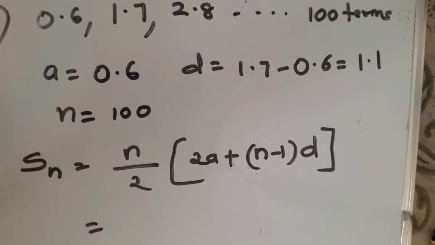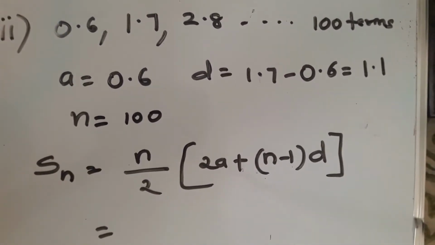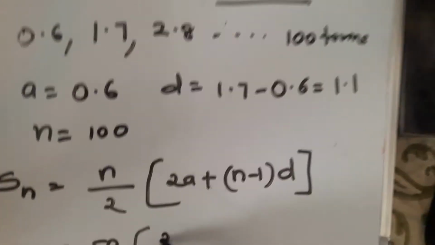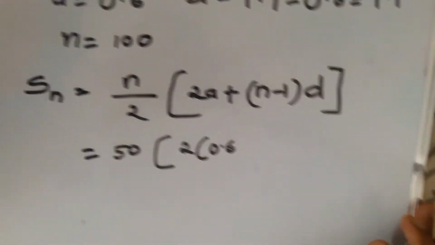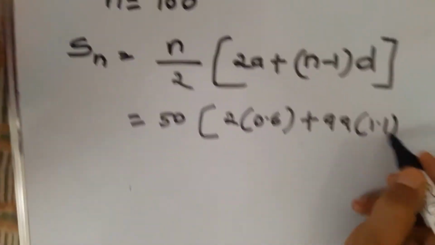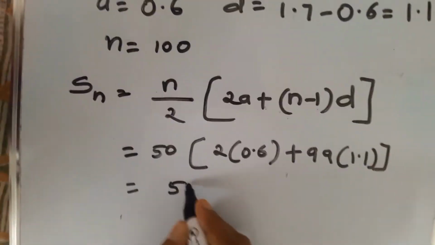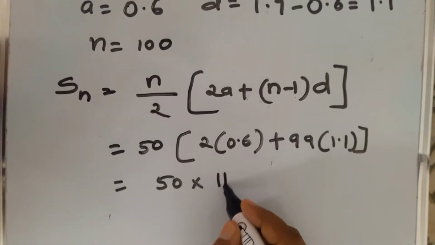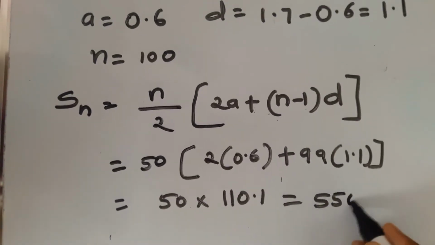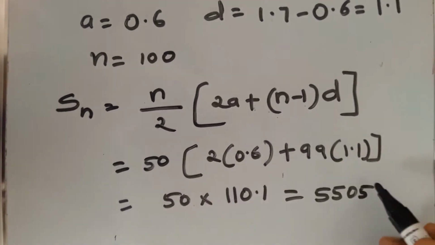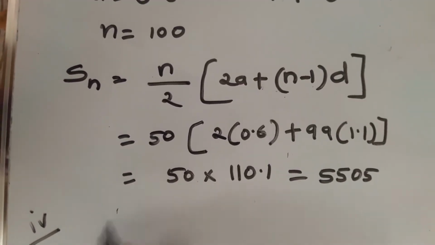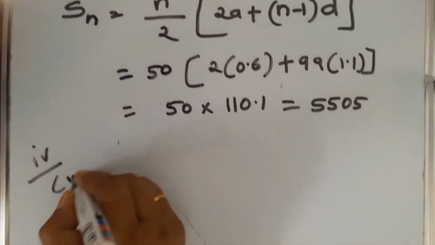Substitute all the known values. So n by 2 will be here 100 by 2, that is 50. Okay, so this will be 50 into 2 into 0.6 plus 99 into 1.1. So this will be 50 into, when you multiply this, it is 110.1, and simplify this you will get 5505. Okay, simplify this and check it out, you will get this. Now fourth question you can do yourself, the same type only, but the only thing is it is in fractions. So fourth question you do it yourself in the classwork.